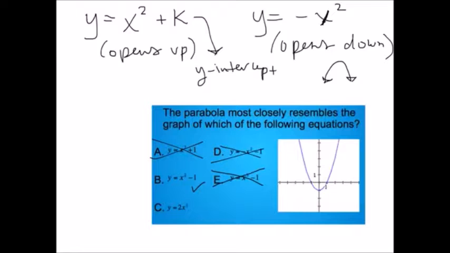And then choice C has a 2 out front, and that means that it's going to open up steeper. So it'll just be a steeper parabola, but there's nothing written after it, so that really implies a plus 0, that we'd cross at the origin, and that's not the case. So choice C is out. Choice B is our correct answer.